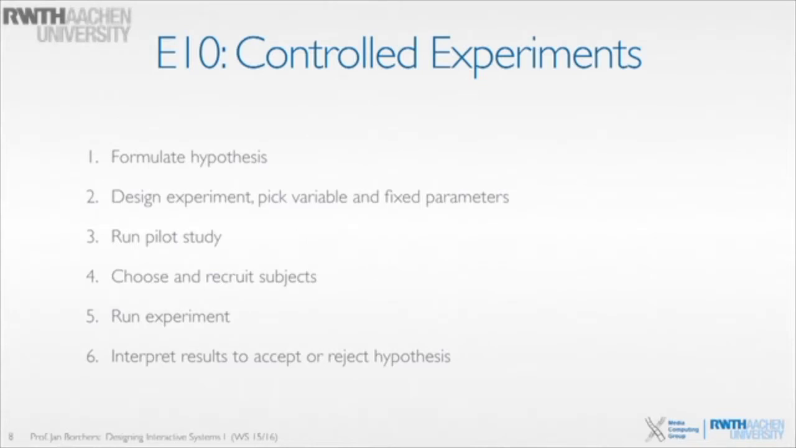First thing you do is, obviously, you need to formulate a hypothesis. Then you design an experiment. You pick your variable parameters and the fixed parameters. You run a pilot study to debug your experimental setup. Then you choose and recruit your subjects. You run your experiment, and you finally interpret the results to accept or reject the hypothesis.